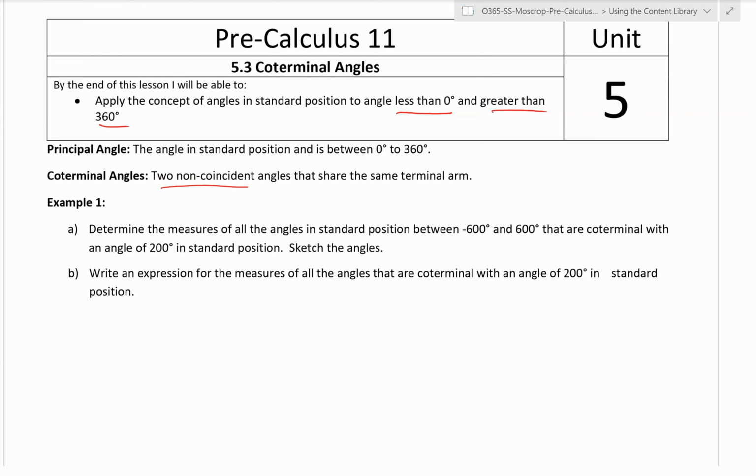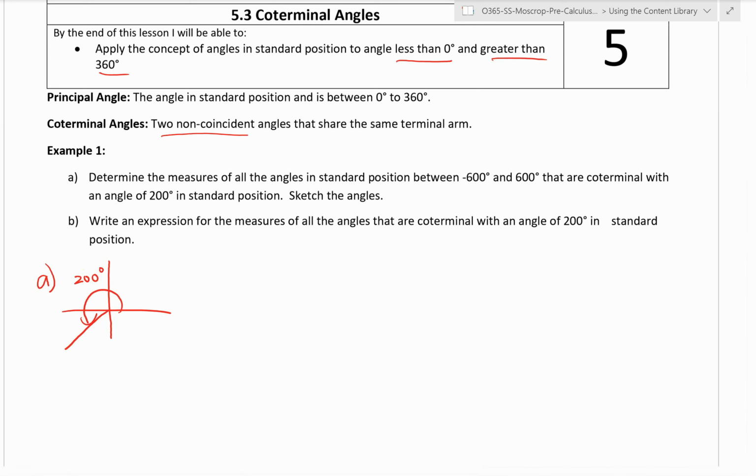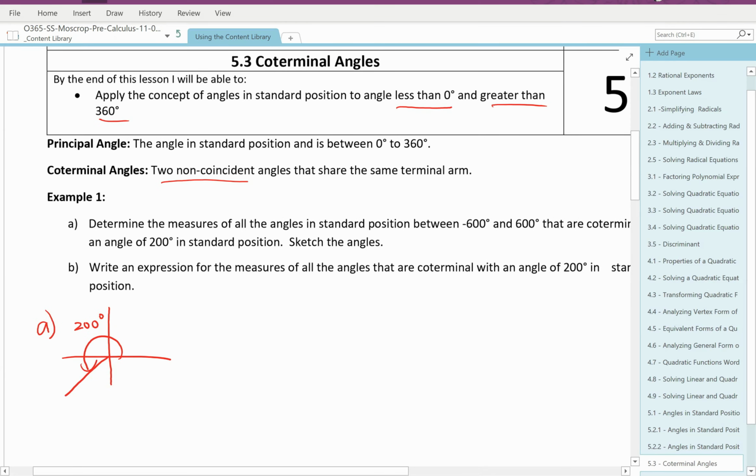So you might think, well, how is that possible? Well, let's see example number 1. It says, determine the measures of all angles in standard position between negative 600 degrees and positive 600 degrees that are coterminal with an angle of 200 degrees in standard position, and sketch the angles. So what I'm going to do right now is draw 200 degrees first. 200 degrees is somewhere here because it's more than 180 but less than 270. So there is my 200 degrees. That's my principal angle. This is not my coterminal angle. This is simply the principal angle.